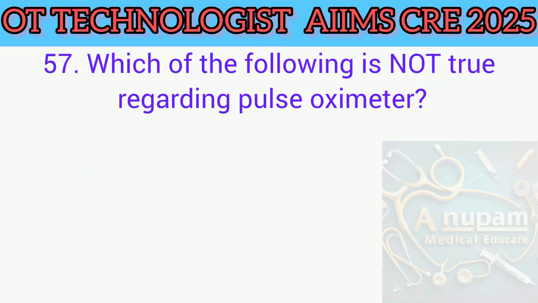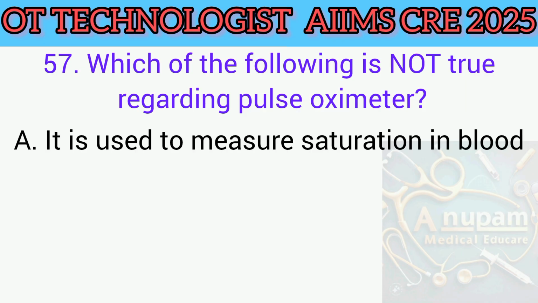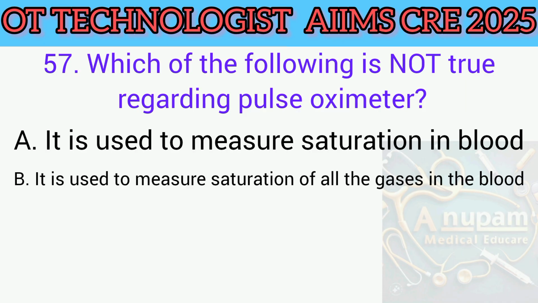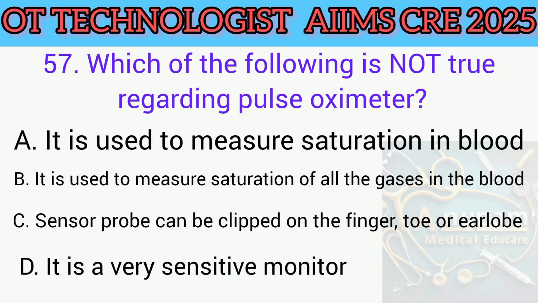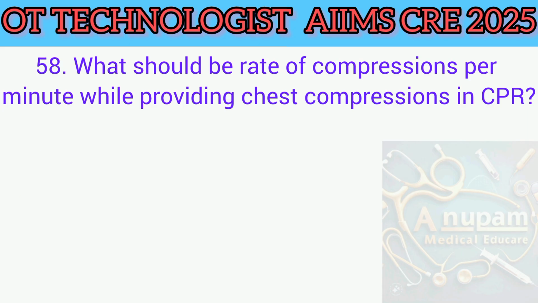Number 57. Which of the following is not true regarding pulse oximeter? Option A. It is used to measure saturation in blood. B. It is used to measure saturation of all the gases in the blood. C. Sensor probe can be clipped on the finger, toe or earlobe. D. It is a very sensitive monitor. Right option, B.